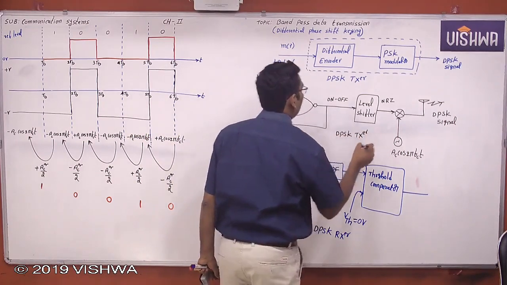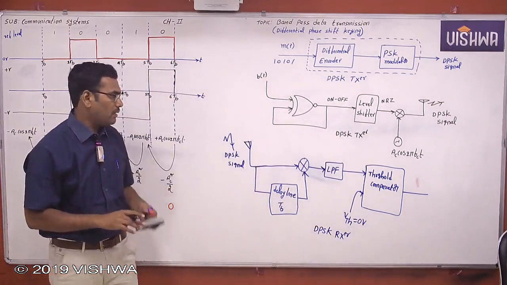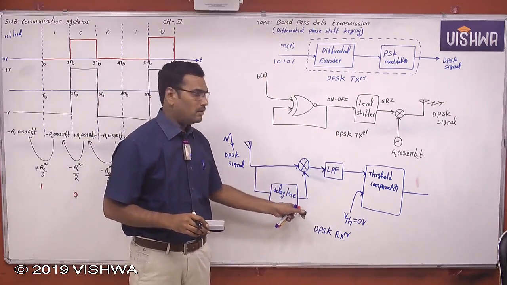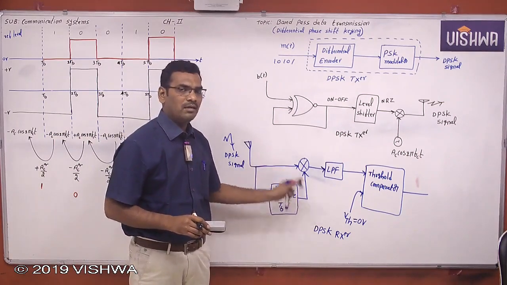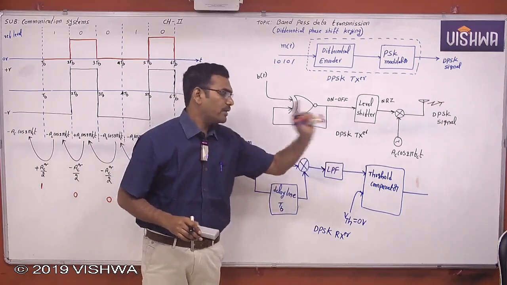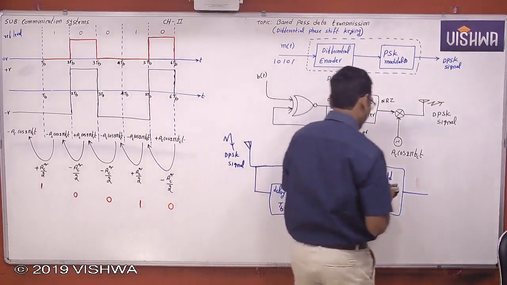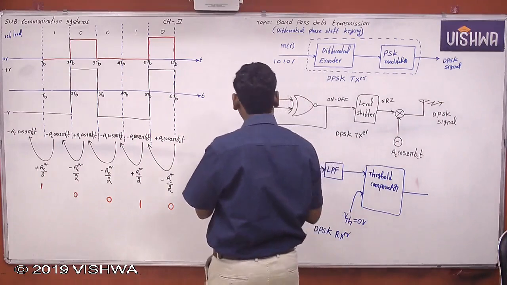So what are the advantages of this DPSK? No local oscillator, no carrier at the receiver, no coherence, no synchronization, but you can get back the exact same information. Now what is the information? What is the binary data here?